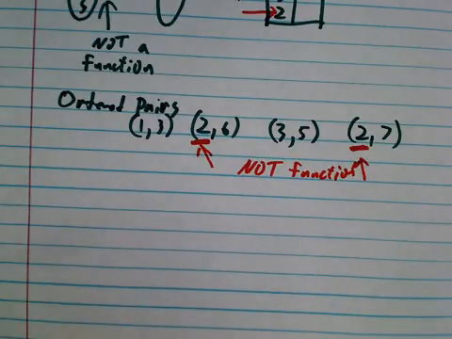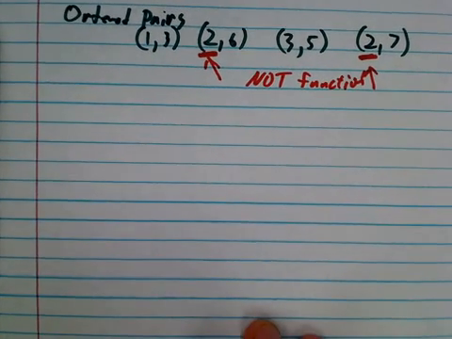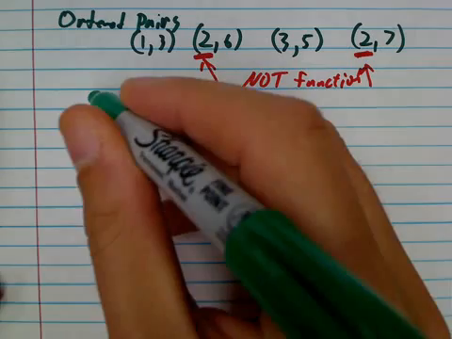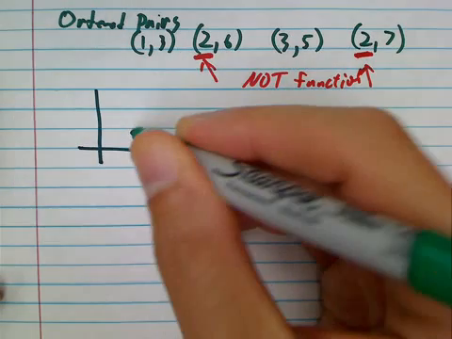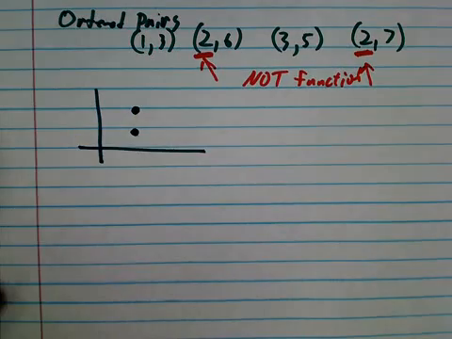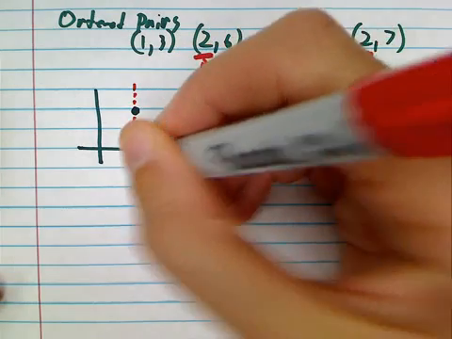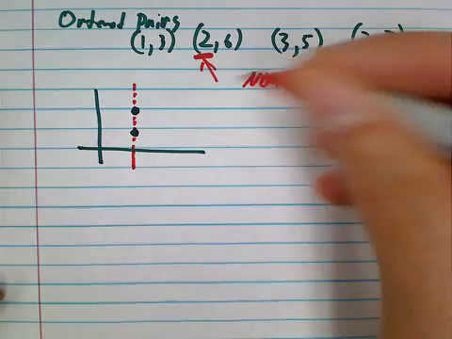Let's look at one more graphically. So if we look at a graph, we could have a graph that has a line or some points. Let's look at a couple of points first. And sometimes we call this the vertical line test, where if you draw a vertical line and it hits a point more than once, this is not a function.